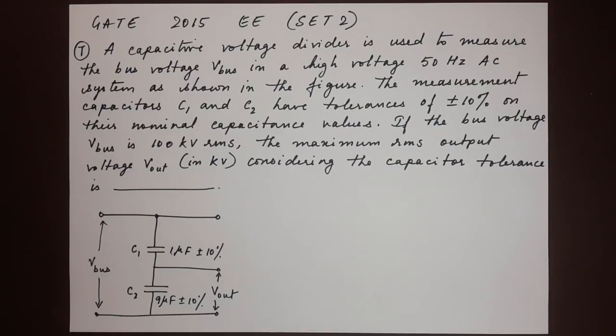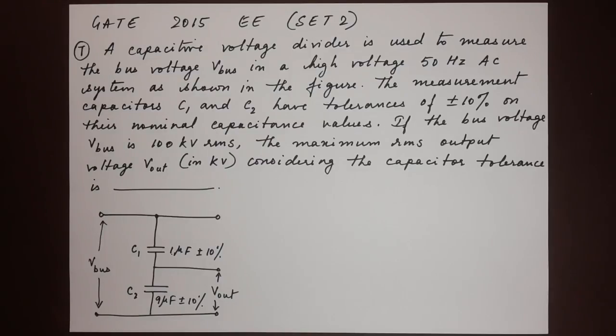Here's the next question, number 7. A capacitive voltage divider is used to measure the bus voltage Vbus in a high voltage 50 Hz AC system as shown in the figure. The measurement capacitors C1 and C2 have tolerances of plus or minus 10% on their nominal capacitance values. If the bus voltage Vbus is 100 kilovolts RMS, the maximum RMS output voltage Vout considering the capacitor tolerance is dash. Not a multiple choice, so let's work it out.